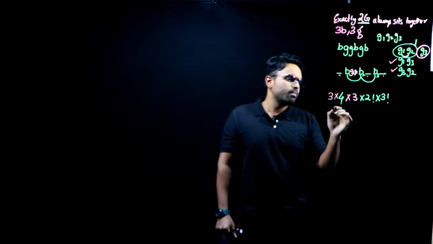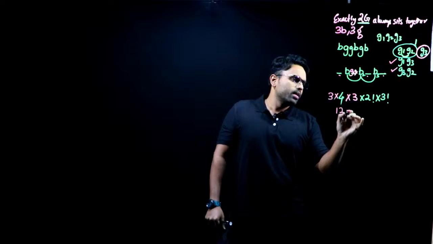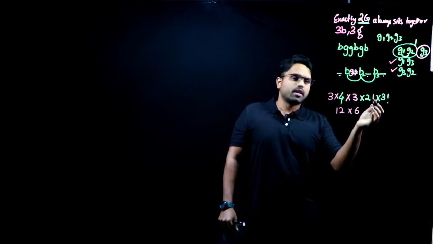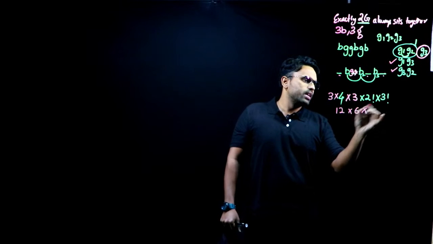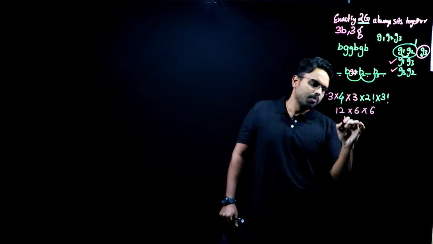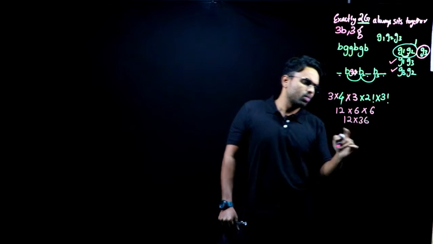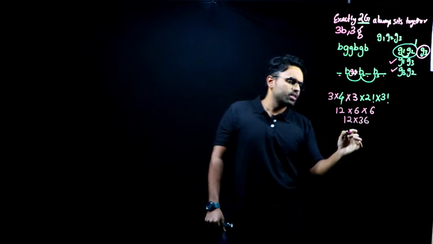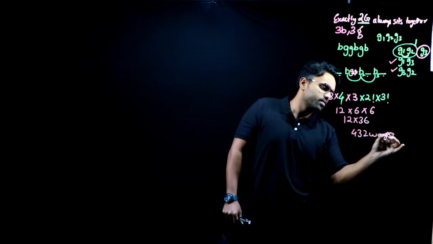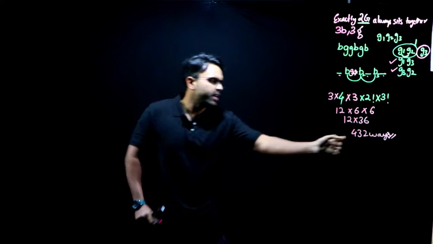So what will this give me? 4 3s is 12. Again, I have 3 into 2, it is 6. 2 factorial is 2 itself. 3 into 2 is 6 and 3 factorial is 6. 36 into 12. 12 3s is 36. 12 6s is 72. That gives me 432 ways. Everyone understood this?